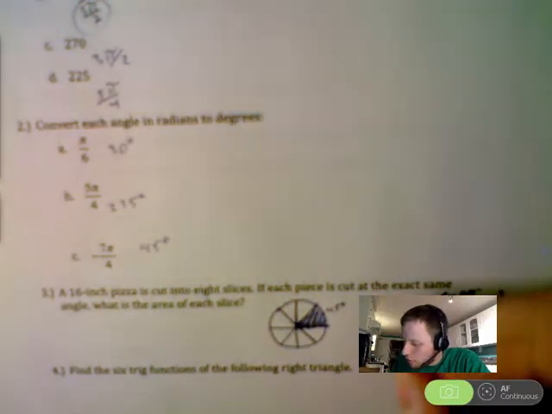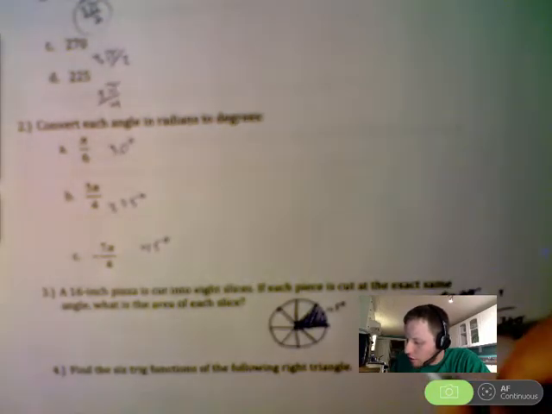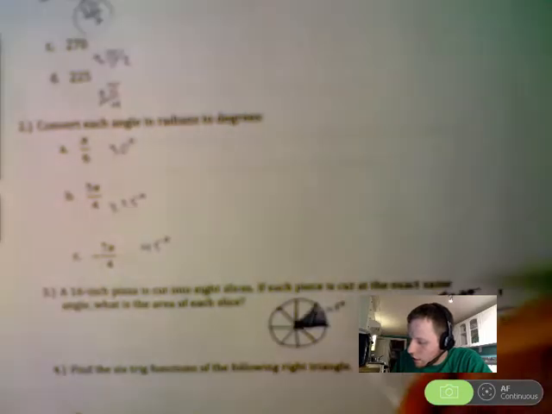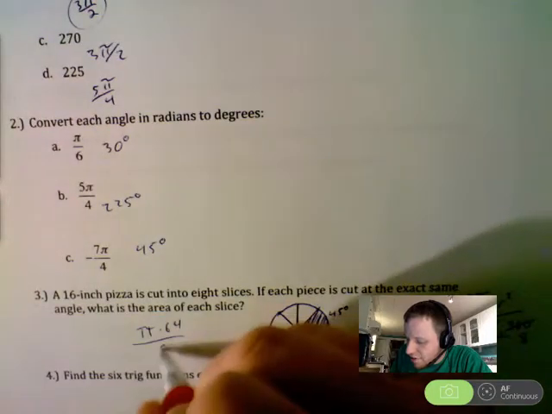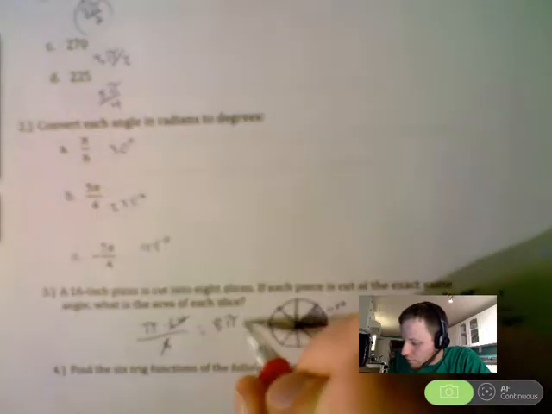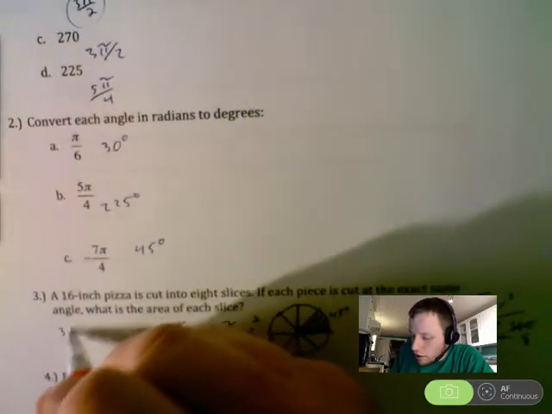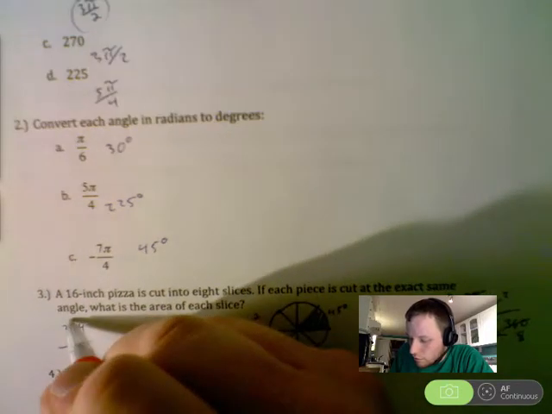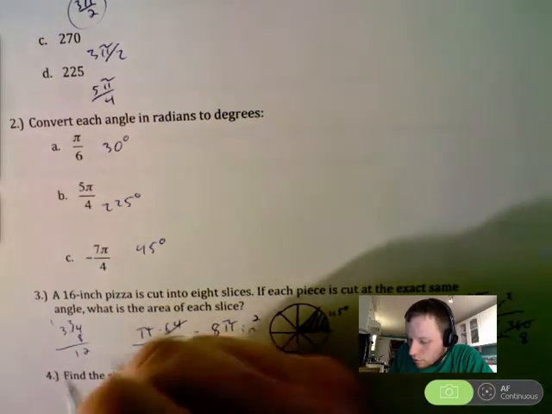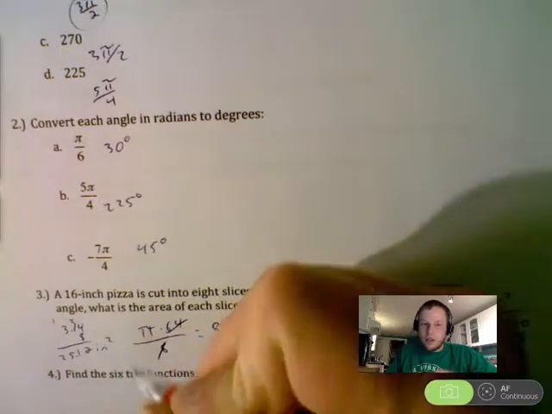So what's our radius? Well, it's a 16-inch pizza, and that's all the way across, so that is 8. So pi times 8 squared over 8 ends up being pi times 64 over 8, which simplifies to be 8 pi inches squared. Or if you multiply that with, I don't have a calculator in front of me, so I'm just going to use 3.14. You should have a calculator. So just a little over 25 inches squared.